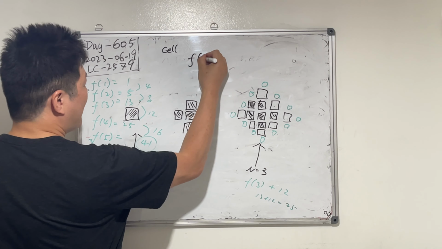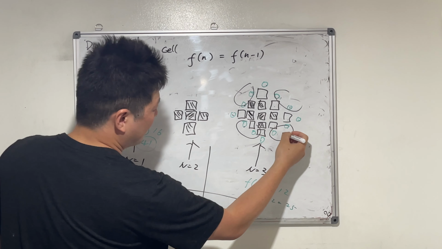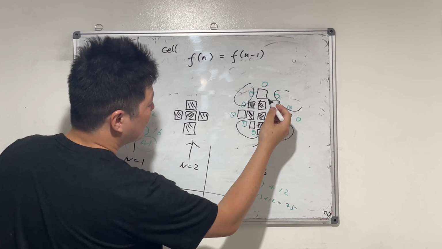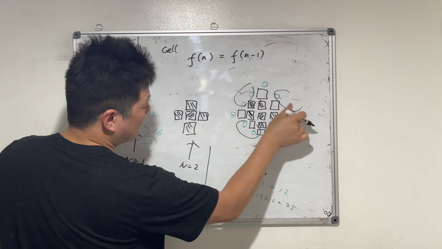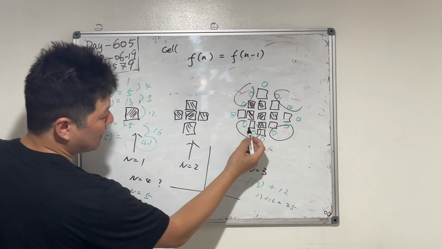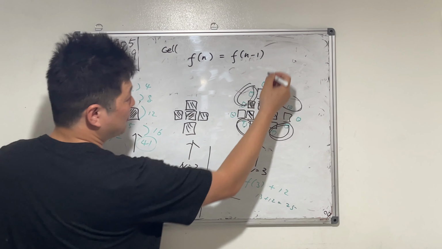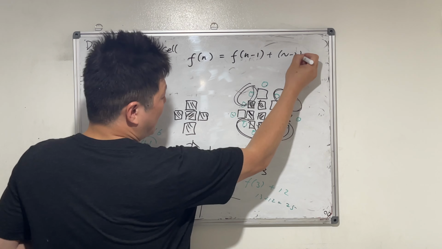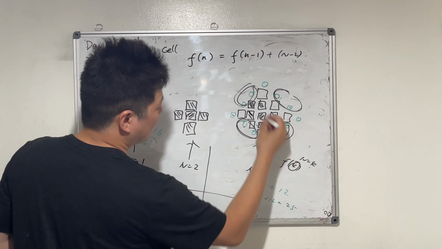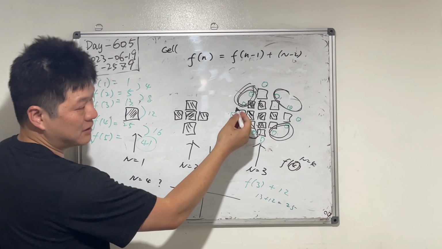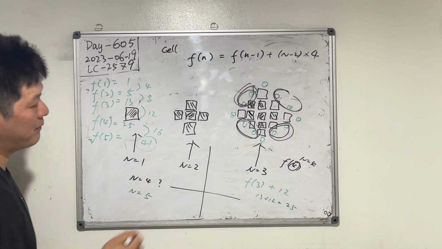Into 4. Here, this is F3, yeah? The green thing is F4. So F4 equals F3 plus, look, 4 minus 2 is 2, right? This green cell, these are the n minus 2. Because now we are working on F4, n is 4. So now these are 2 cells, times 4. Because there are 4 sides.